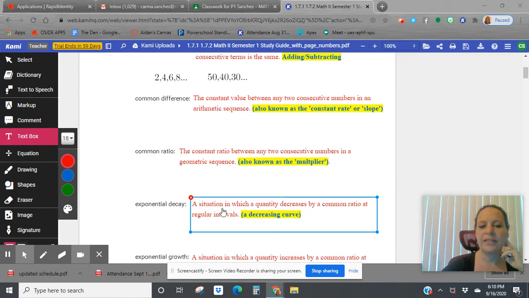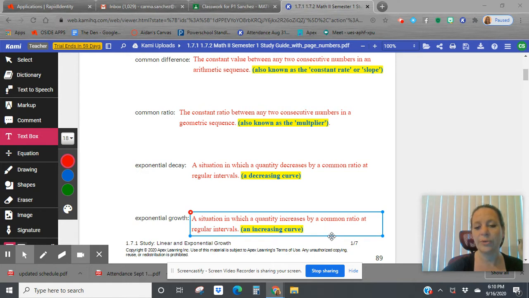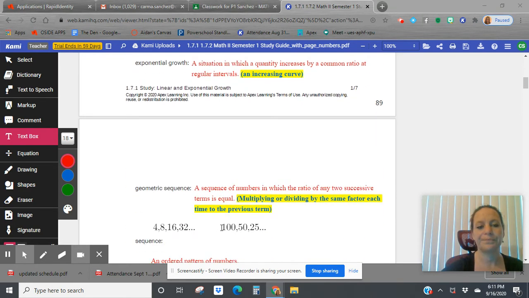Exponential decay. This is a situation in which a quantity decreases by a common ratio at regular intervals. This is known as a decreasing curve if we were to graph and see the line. Exponential growth is the opposite of that. It's a situation in which the quantity increases by that common ratio or multiplier at regular intervals, and that would look like an increasing curve on a graph.